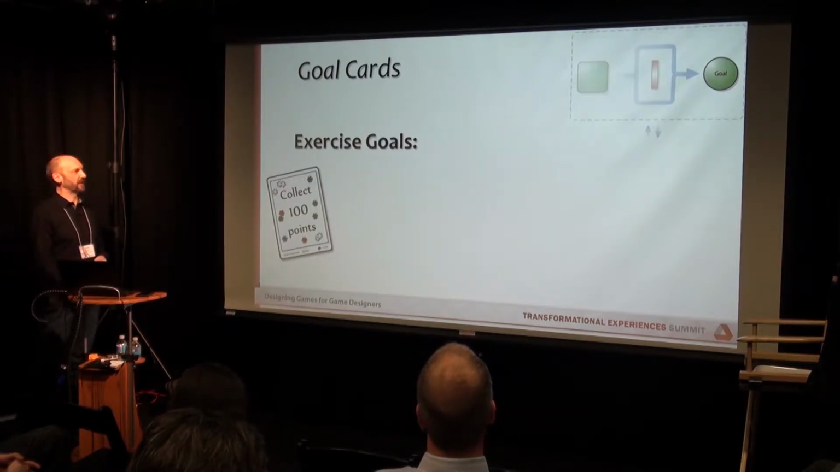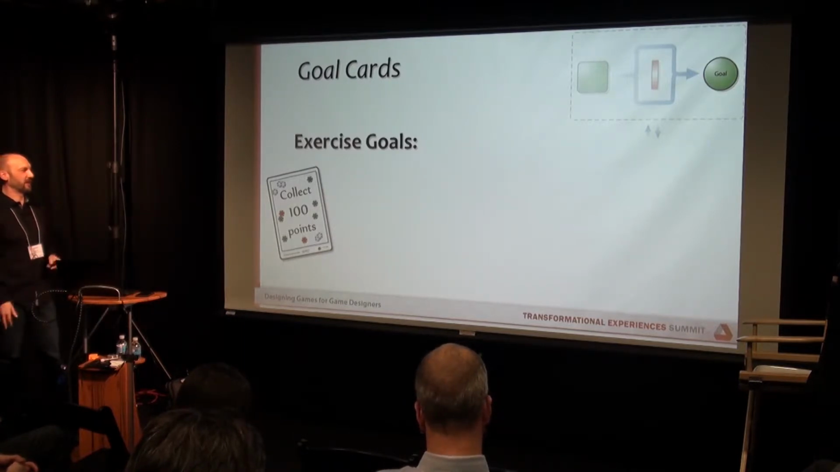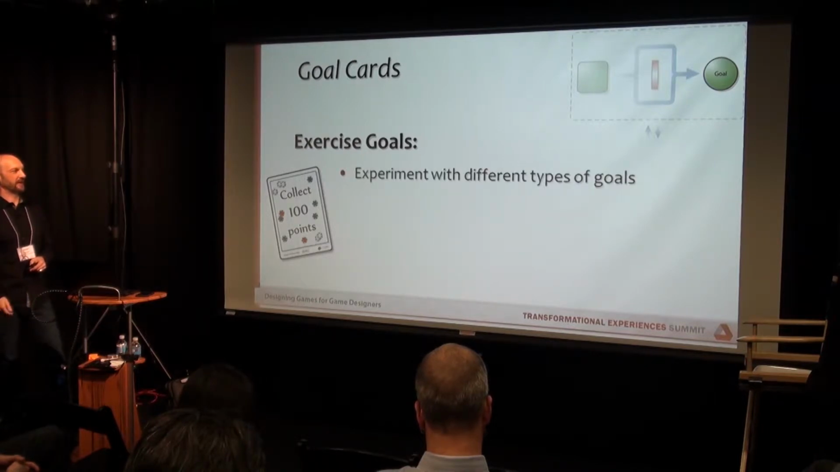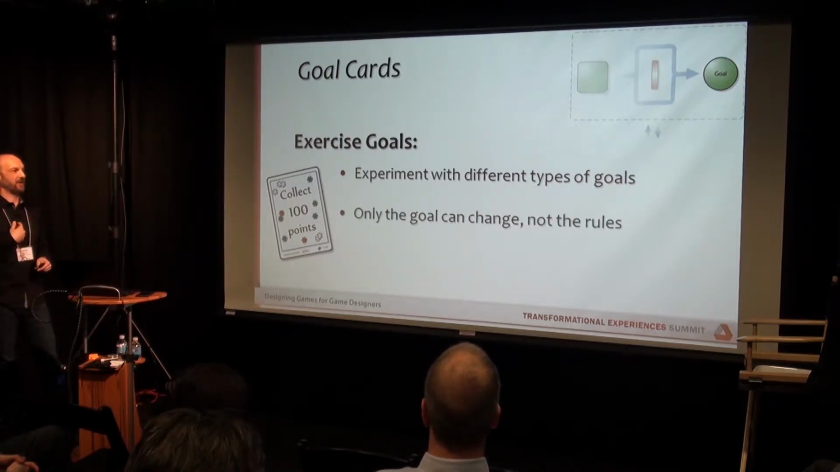What's that end point? The exercise for this is a game called goal cards. All the exercises have really stupid names. Goal cards: I just deal out a card to the player. The idea is we're going to play the same game over and over again, but all I'm going to do is change the goal on you. And let's see how you feel differently when the goal changes.